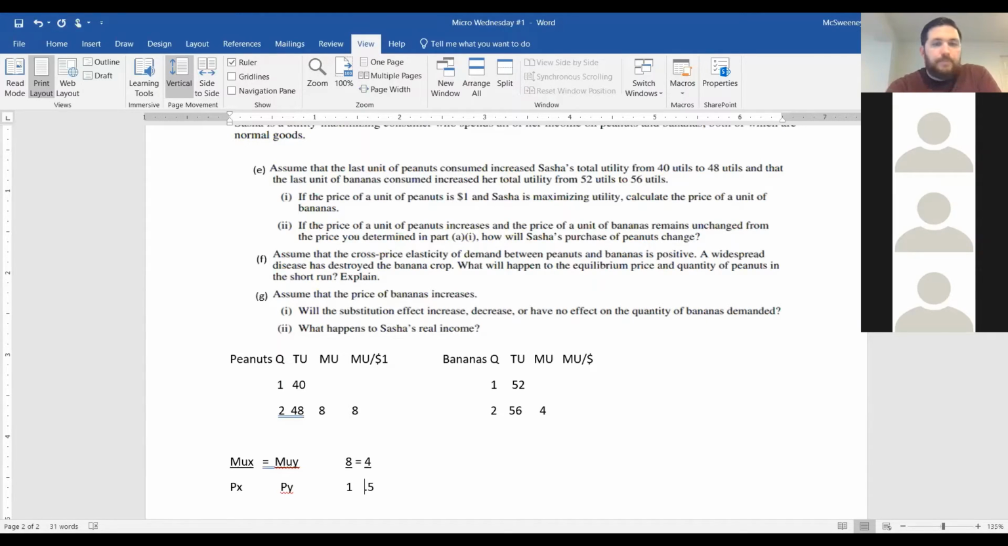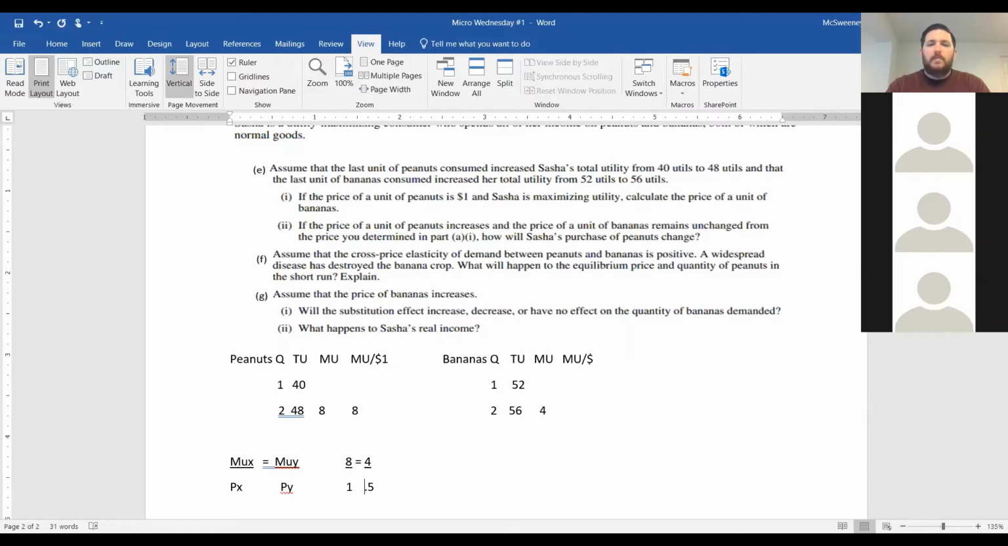F, assume that the cross price elasticity of demand between peanuts and bananas is positive. A widespread disease has destroyed the banana crop. What will happen to the equilibrium price and quantity of peanuts in the short run, and explain? Okay, cross price elasticity, an old formula from the beginning of the year. It just lets us know the relationship between two goods, and we want to know, are they substitutes or are they complements? When we have a positive cross-price elasticity, we know the goods are substitutes. So based on the substitution effect, law of demand, let's see what happens.